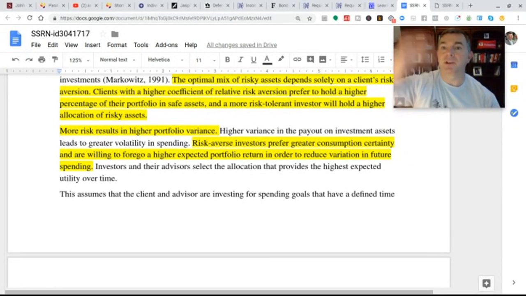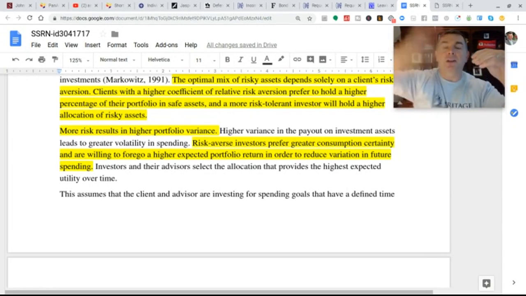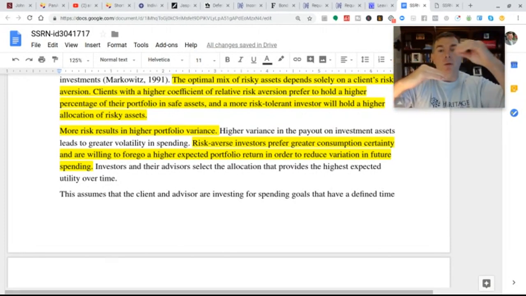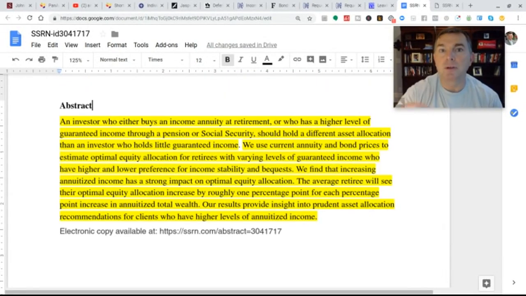But if you're taking money out on a steady basis, and the stocks are going up and down while you're pulling money out of it, sometimes you're going to pull money out when the stocks are way down here, and that's not good. So that's a risk of portfolio variance, more risk because you have higher portfolio variance.